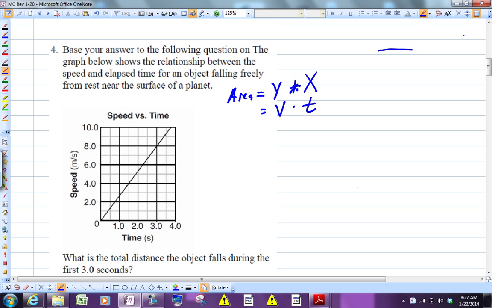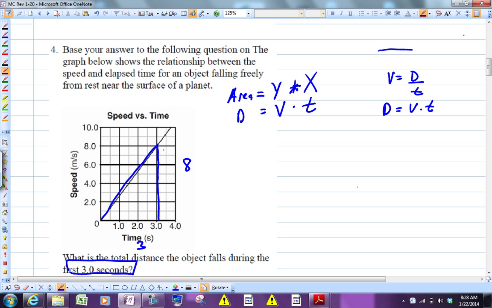Well, velocity times time, you may recognize that as distance, because the definition of velocity is displacement over time. Well, displacement is just velocity times time. So the area on this graph of a speed versus time graph is going to tell you the displacement. So we're told to look for the first 3 seconds. So you're going to look from here to here. When you look at this, this area is actually a triangle with a base that's 3 and a height that's 8.